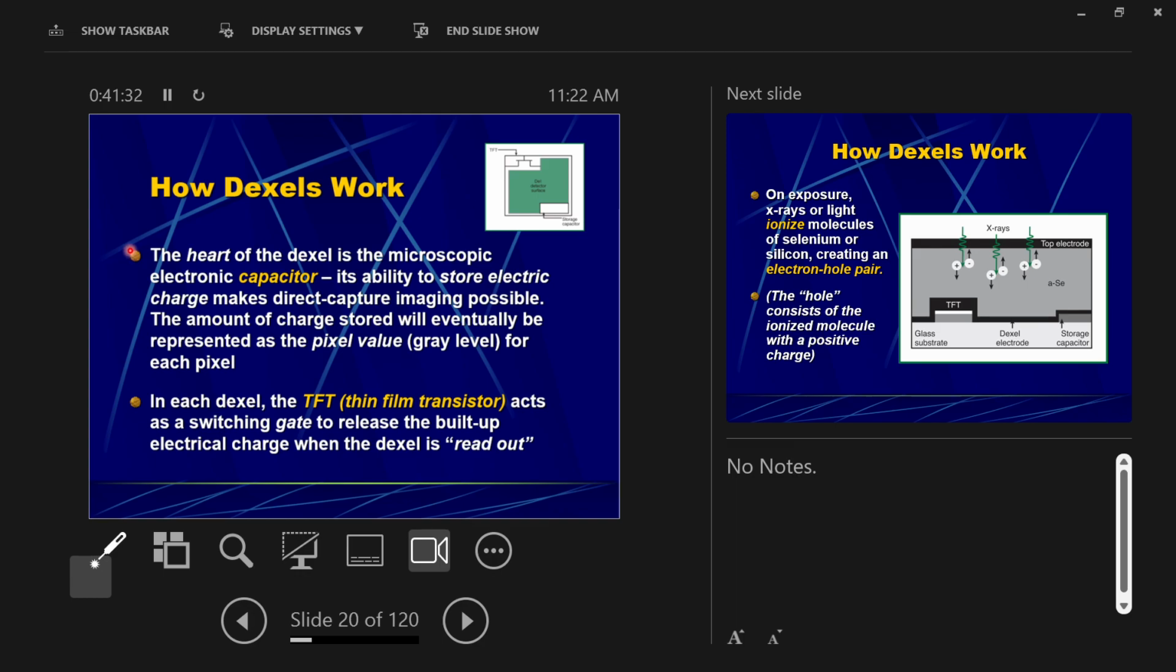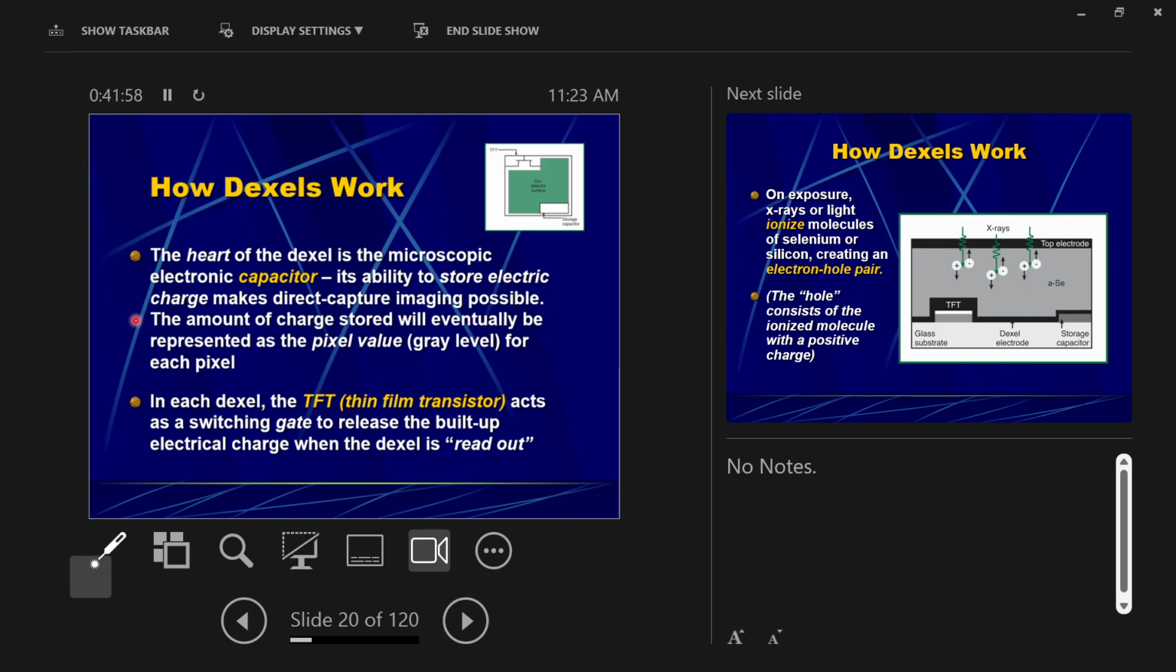So we say the heart of the DEXEL is the microscopic capacitor. Again, what's the capacitor like? A little battery, right? A short-term little battery. It has an ability to store electric charge, making direct capture imaging possible. Here's the important part of this. The amount of charge stored will eventually be represented as a pixel value.